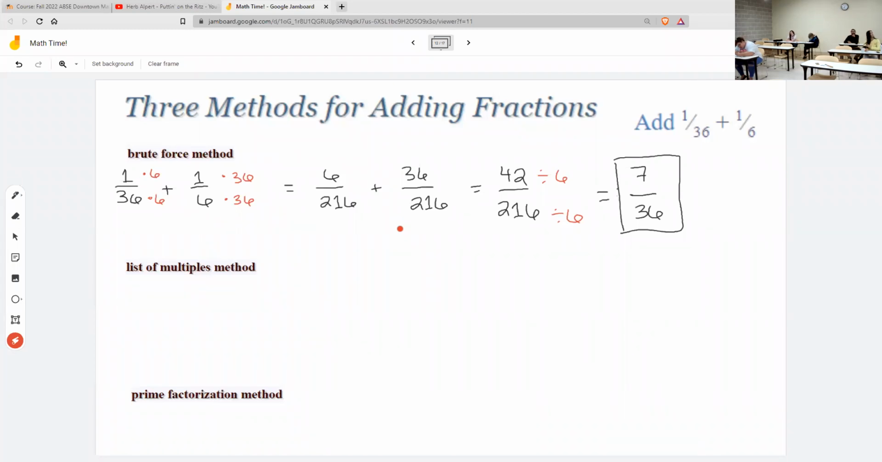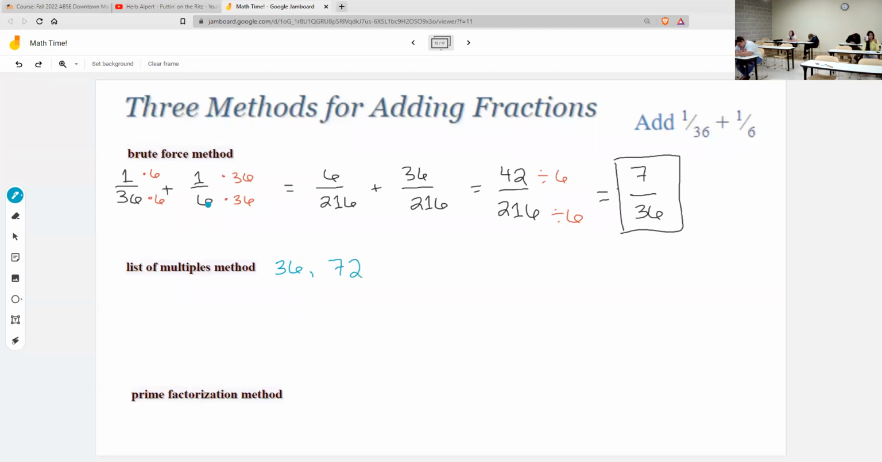The list of multiples method says that was icky. I don't like having 216 on the page. That's too big. I had to do all this reducing. So I'm going to do more work in the beginning. I can't just escape work, but I can do more in the beginning and then less at the end. So I'm going to write out my multiples. Of 36, my first denominator, I have 36, 36 times 2, 72. Maybe that's as much as I need.